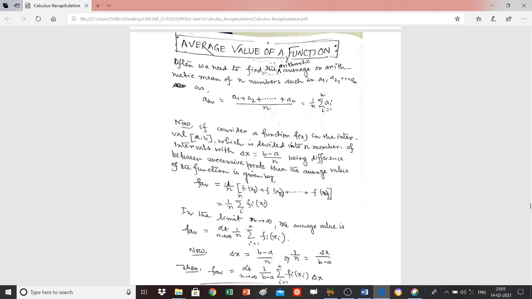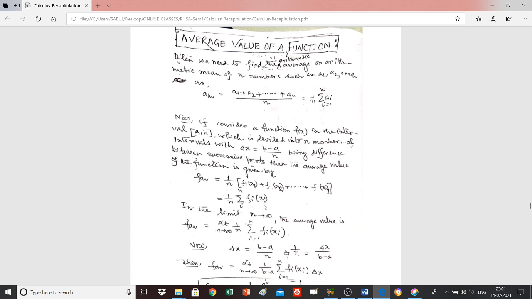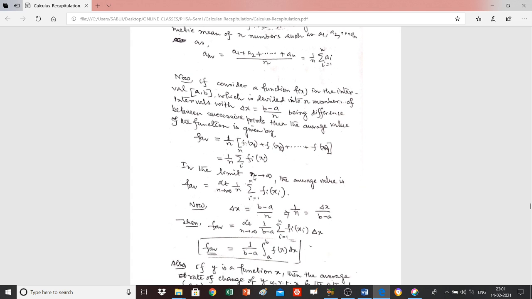So f average is equal to 1 by n times (f(x1) plus f(x2) plus, in this way, f(xn)), which can be written as 1 by n, sum i equals 1 to n of f(xi). In the limit, if you consider the number of intervals to be very high, that is, tending to infinity, then the average value can be written as f average equals limit n tends to infinity of 1 by n, sum i equals 1 to n of f(xi).